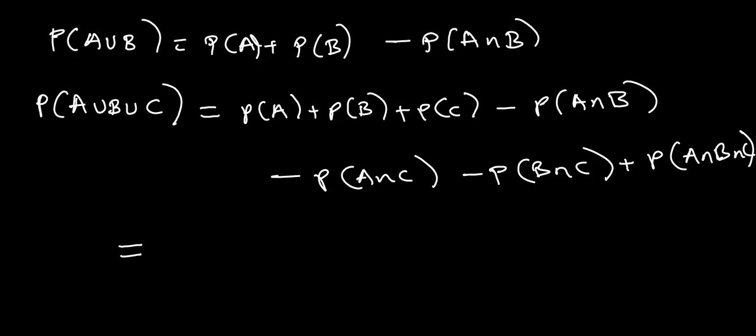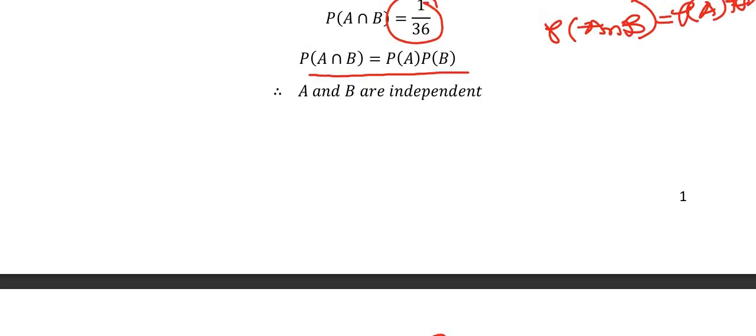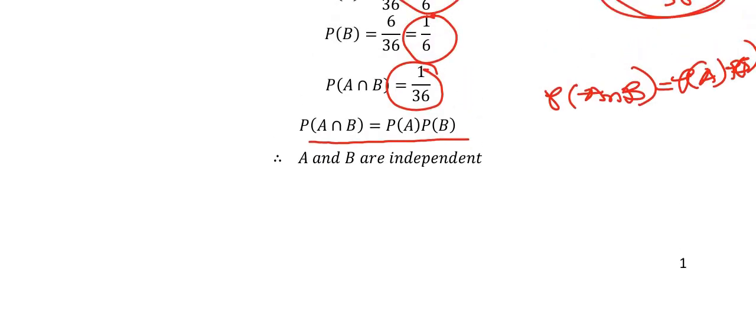Probability of A, we already have it. So it's 1 over 6. Probability of B, we got it was 1 over 6 as well. Probability of C, it was 5 over 36. Then minus the probability of A intersection B, we have to go to our table. A intersection B, we got it previously, which is 1 over 36.